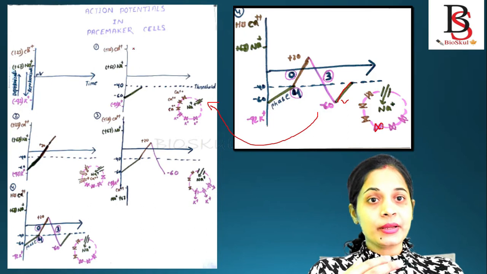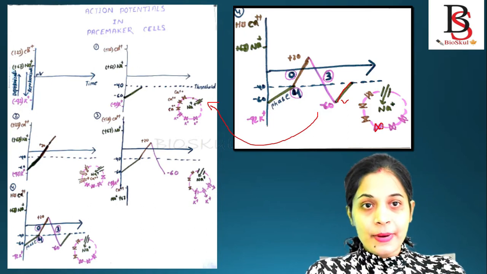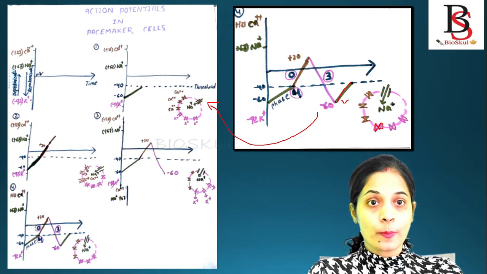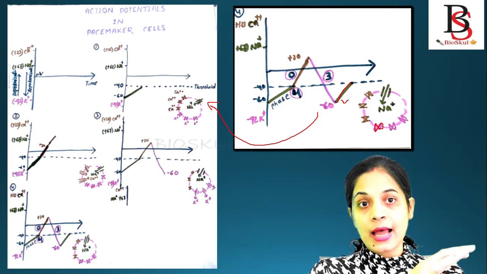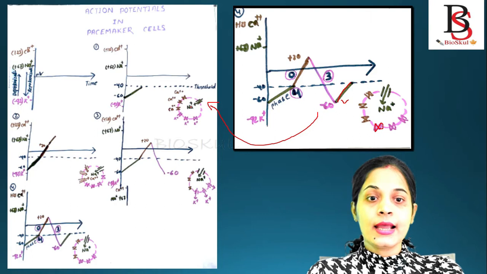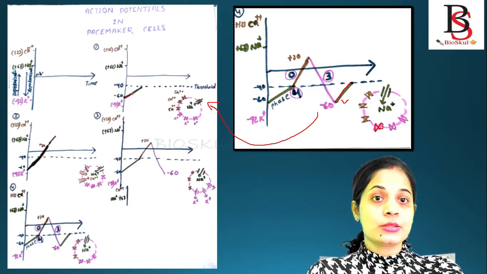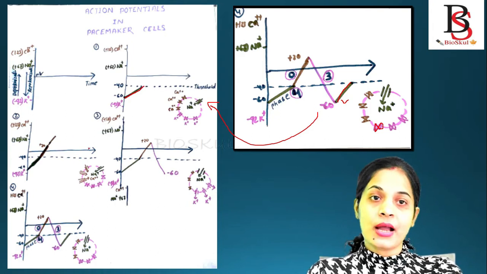But let me explain once again. In the first stage, this is a pacemaker cell. Calcium and potassium channels are closed, but the sodium channel is open, and sodium ions move into the cell because the concentration is higher outside than inside the cell. As the sodium ions enter the cell, the membrane potential, which is at minus 60, reaches the threshold point at minus 40.